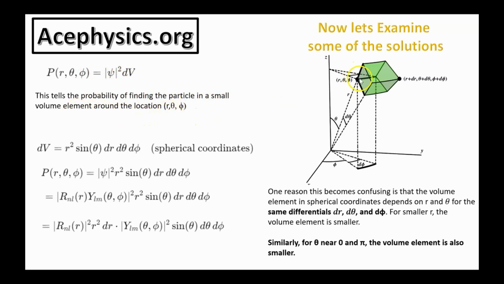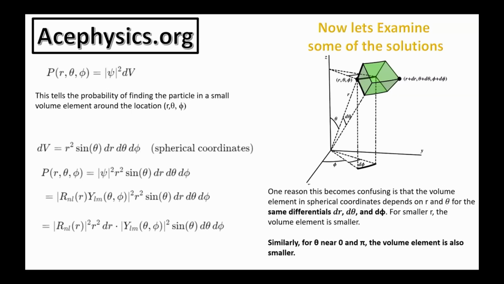Imagine that we go to some location r, theta, and phi. There's a value of the wave function at that location. If we square it and then multiply by a small volume element, that will tell us the probability to find the particle within that volume element. In spherical coordinates, dV is equal to r squared sine theta dr d theta d phi.